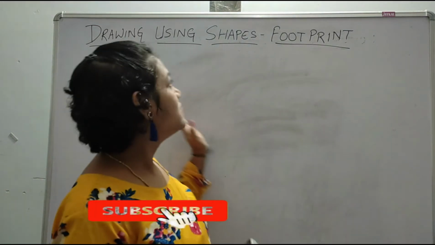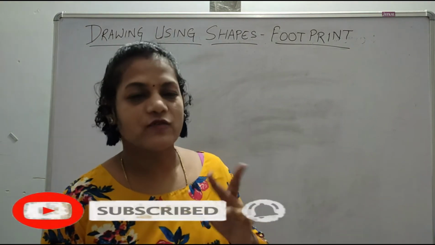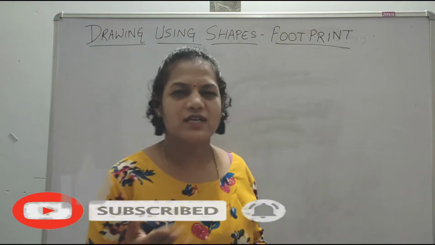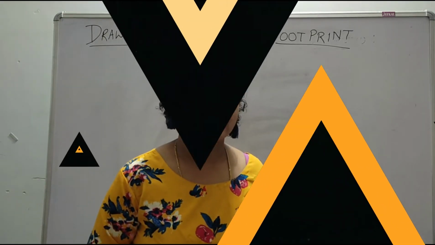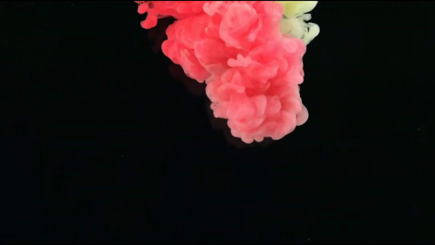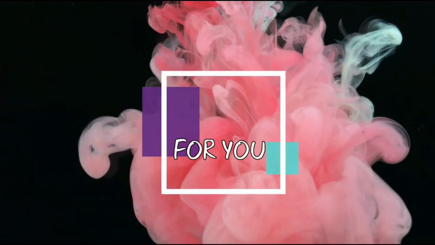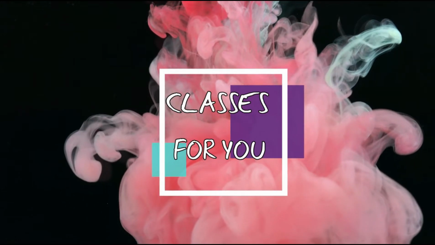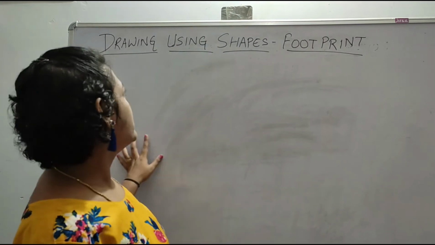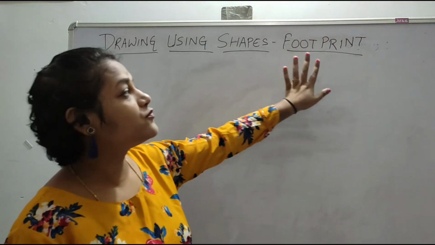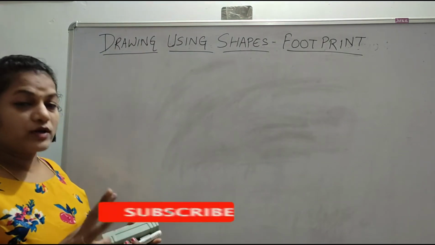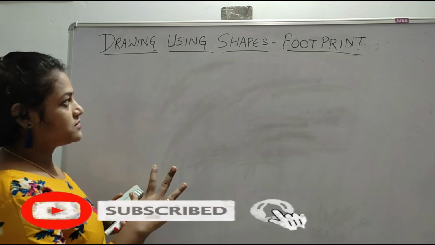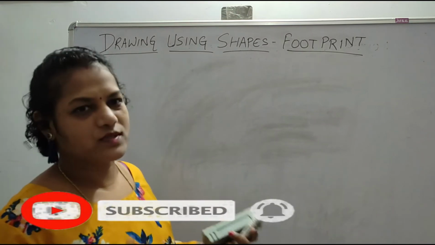Today's video is about drawing using shapes, meaning different shapes, basically for class 1st and 2nd. So watch this video, parents and students both. So come back to our video, drawing using shapes, that is footprint. In this video I will tell what the different shapes are, which are unknown to small students.